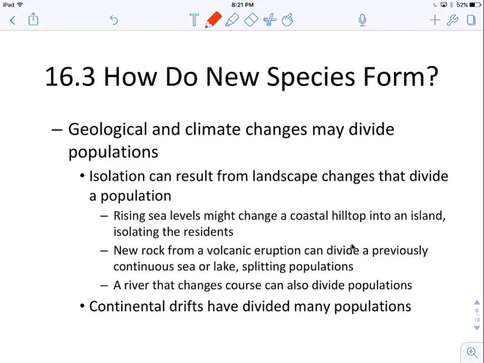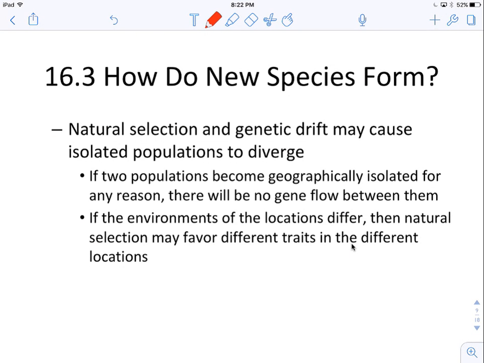Geological changes and climate changes can also divide populations. Rising sea levels, which may be a problem for us very soon, can change a hilltop into an island. New rock from volcanic eruptions, a river that changes course, and of course continental drift. We started off with Pangea, and then everything separated. That divided populations a lot.